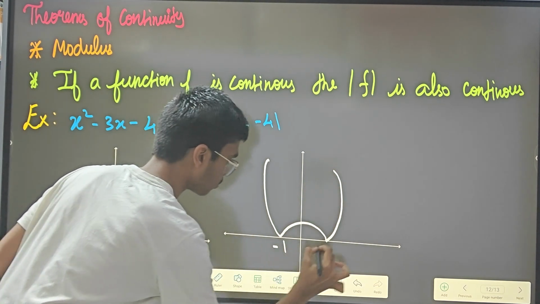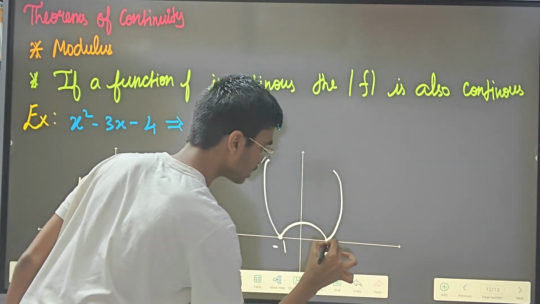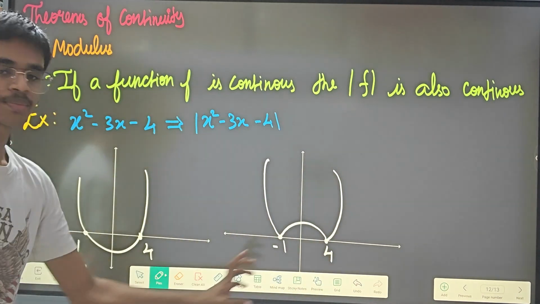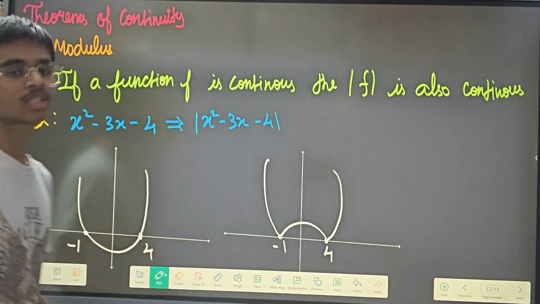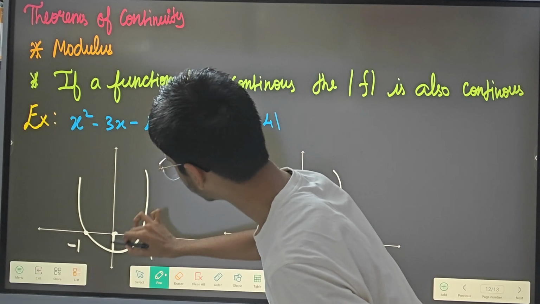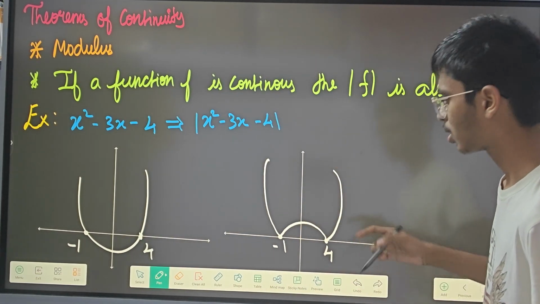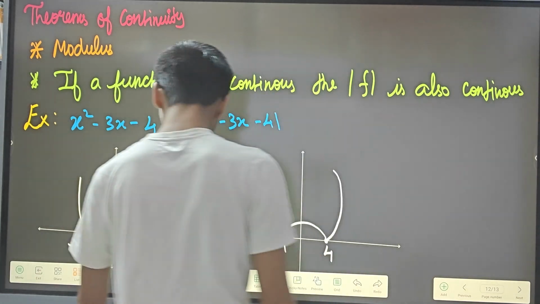You get it like this, minus 1 and then 4. Here you will be having it like this, here also like this, just tilted upwards. Here, what is the altitude that you are having from here to here? The same altitude will be there from here to here. Just some basic common sense.